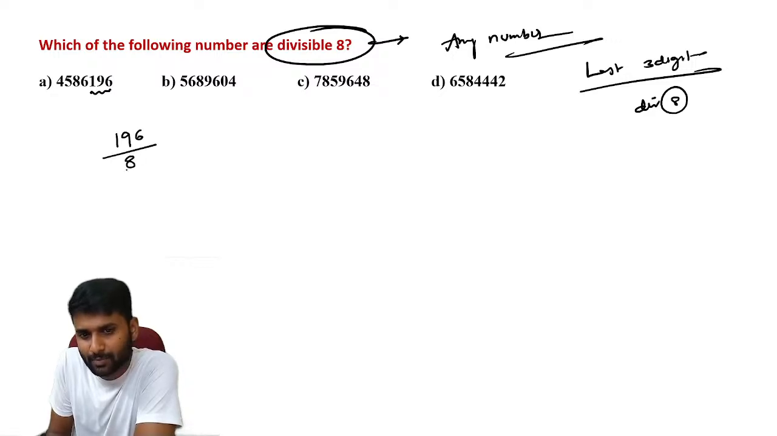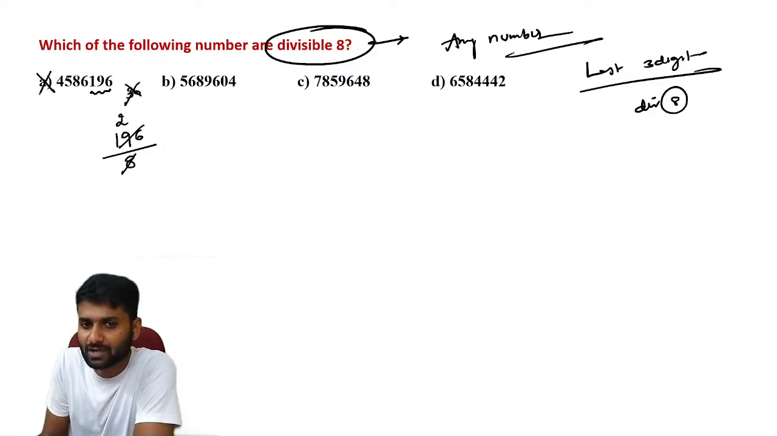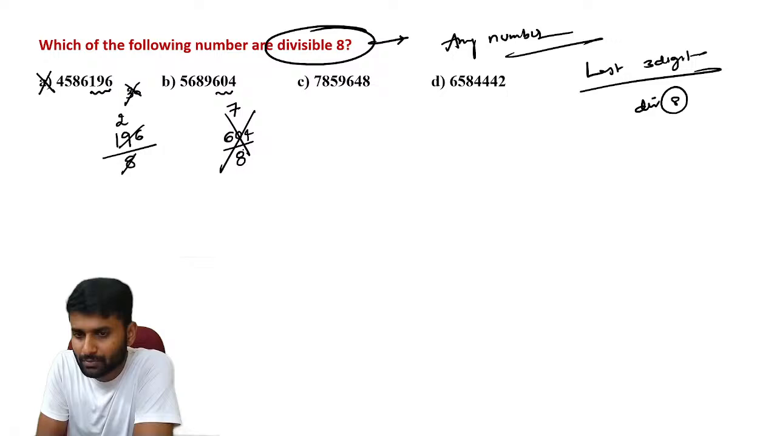196, is it divisible by 8 or not? According to this, 8 ones 8, 8 twos 16, so we have 36 left, but you never get 36 in the 8 table. That's why it is not at all divisible by 8. Next, 604. Go through the further simplification here. 8 sevens 56, we have 44. 44 you never get in the 8 table.